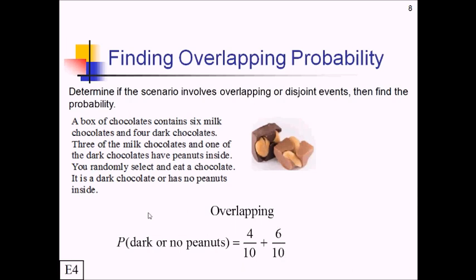And now we're talking about dark chocolates that have no peanuts inside. Well, again, if one of the dark chocolates had peanuts, 3 did not. So that is, let's see, 3 out of 10 overall that are dark chocolate with no peanuts. So subtracting that from our first 2 here, we've got 10 over 10 minus 3 over 10. That's 7 tenths.